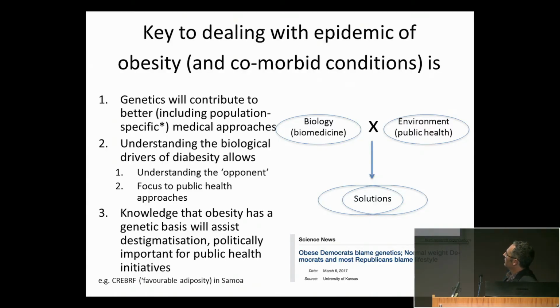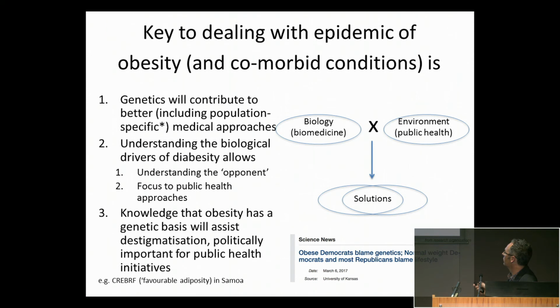So how do we deal with the epidemic of obesity and comorbid conditions? Well, no matter how well public health approaches work, and let's say in the next 50 years they halve the prevalence of obesity and diabetes, there will always be people with obesity and diabetes. Therefore, genetics will contribute to medical approaches to these conditions. We're always going to need improved medical approaches. These conditions are not going to go away. But I think understanding the biological drivers and genetics contributes to this, helps you understand your opponent if you're in the public health field. What are you dealing with here? And it can help perhaps provide a focus to public health approaches.